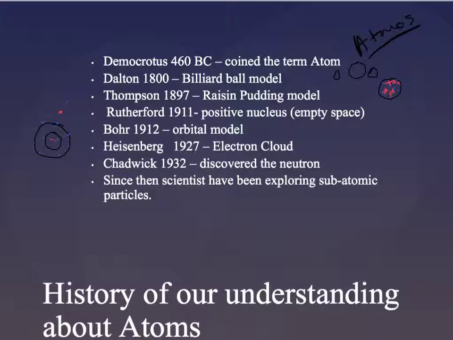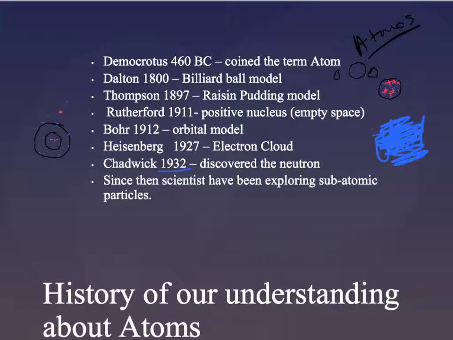there was no way to lock in exactly where an electron was, per se, but that instead we had probabilities. There was a higher probability that an electron might be found in this area, and less of a probability that it would be found in one of these outer areas. So it became more of an electron cloud or an electron smear model.